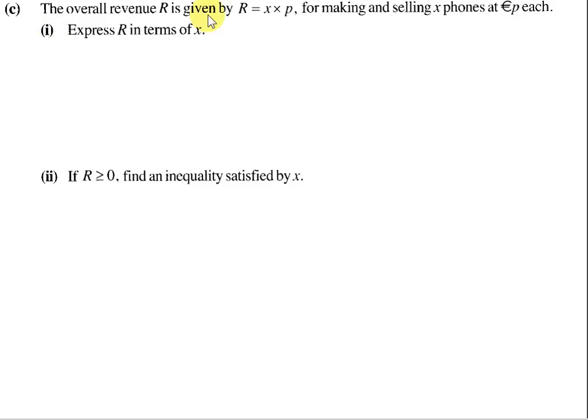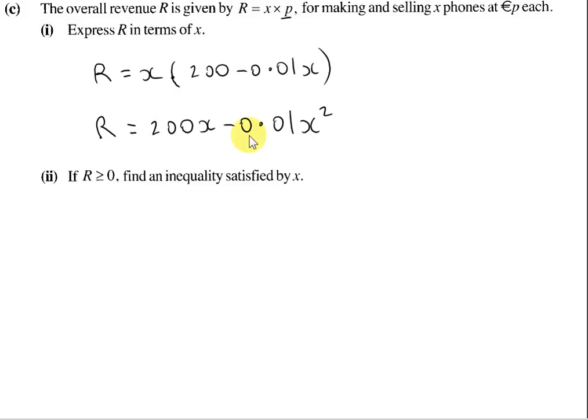The overall revenue R is given by R equals X multiplied by P for making and selling X phones at P euros each. Express R in terms of X. Well, we can get P in terms of X from the previous part, so you can just look back to that. You'll see it's 200 minus 0.01x, and we have to multiply P by X. So if we do that, we get R in terms of x.